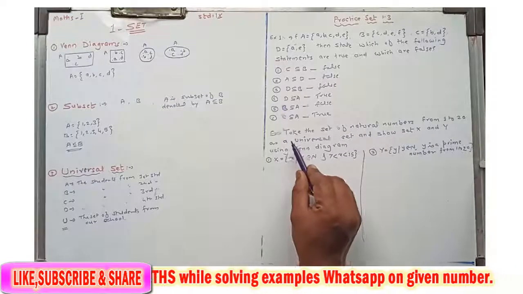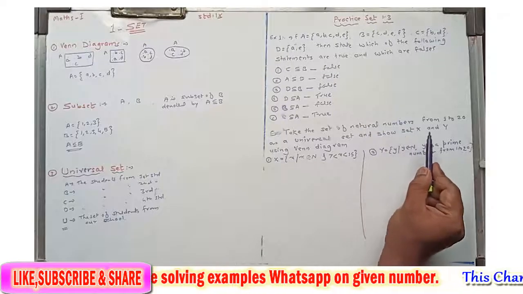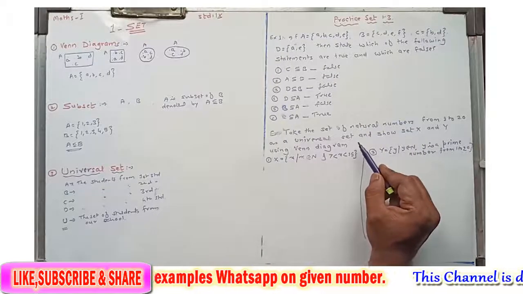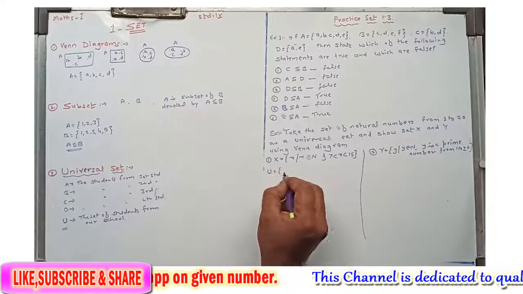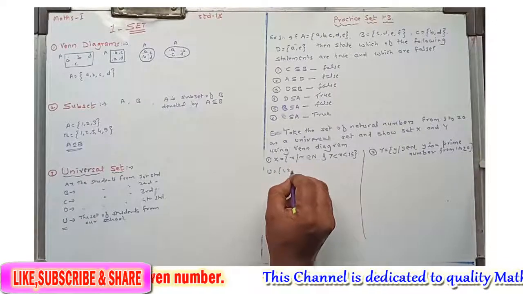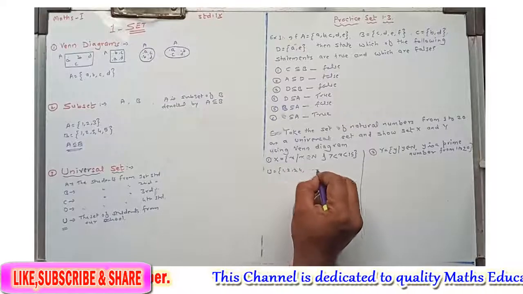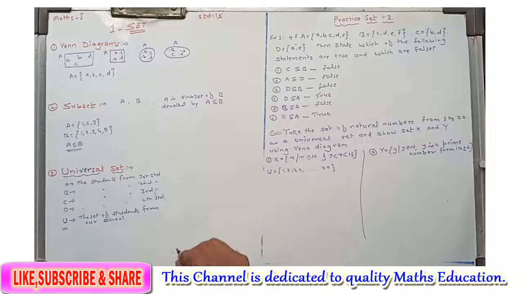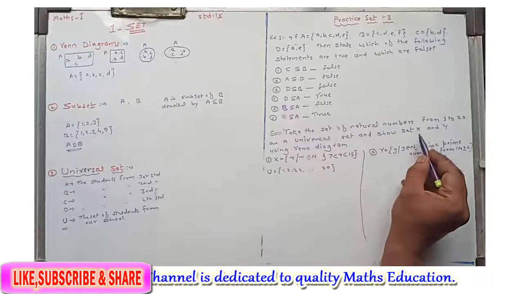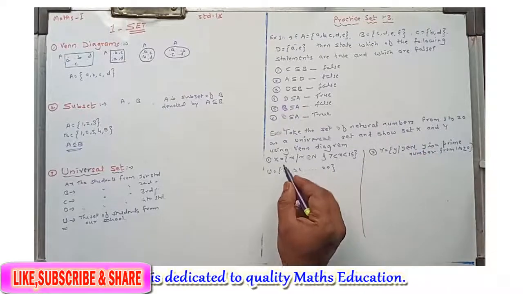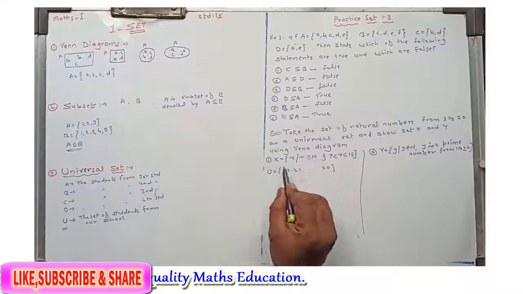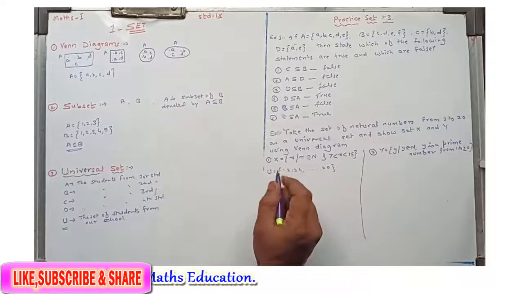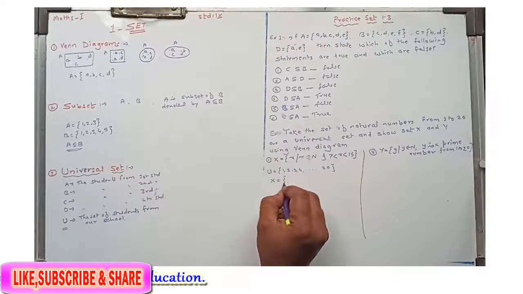Now the next one is, take the set of natural numbers from 1 to 20 as a universal set. Okay, so here the universal set we have to consider contains elements 1 to 20, 1, 2, 3, 4 up to 20. Then we have to show X and Y using the Venn diagram. So first, set X is given in rule method, so we have to write this set X in listing method.